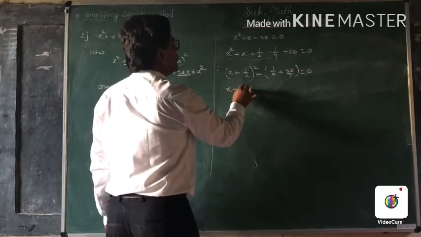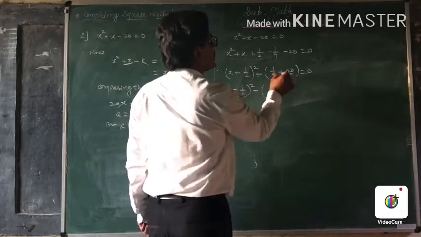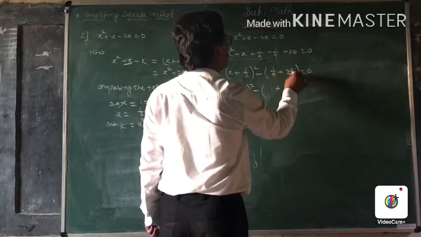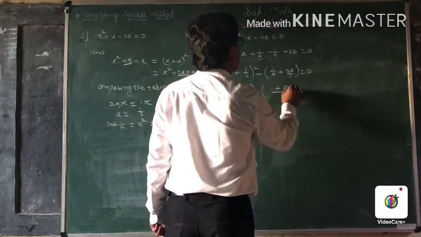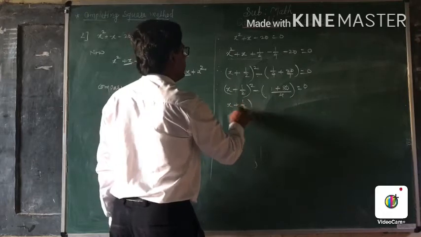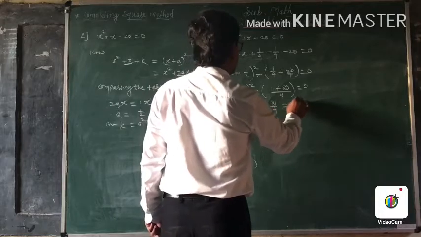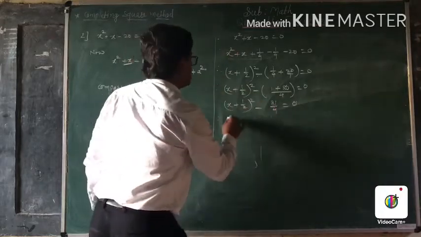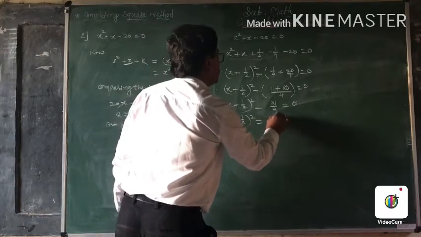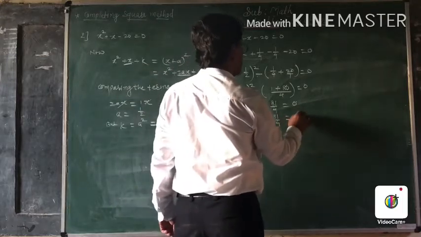Now x plus 1 by 2 bracket square, minus, solving this bracket: 1 into 1 is 1, plus 4 into 20, 80, divided by 1 into 4 is 4, is equal to 0. It is x plus 1 half bracket square minus 81 divided by 4 is equal to 0. Transfer this term to the right hand side. x plus 1 half bracket square is equal to 81 divided by 4.